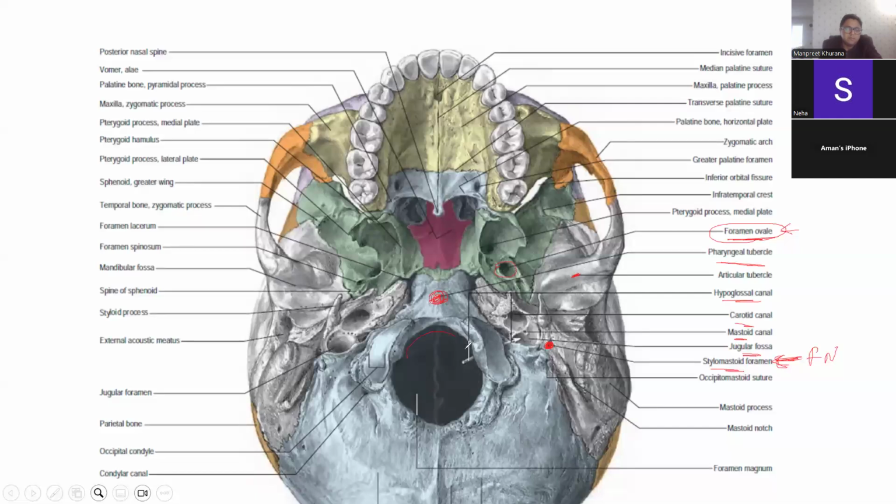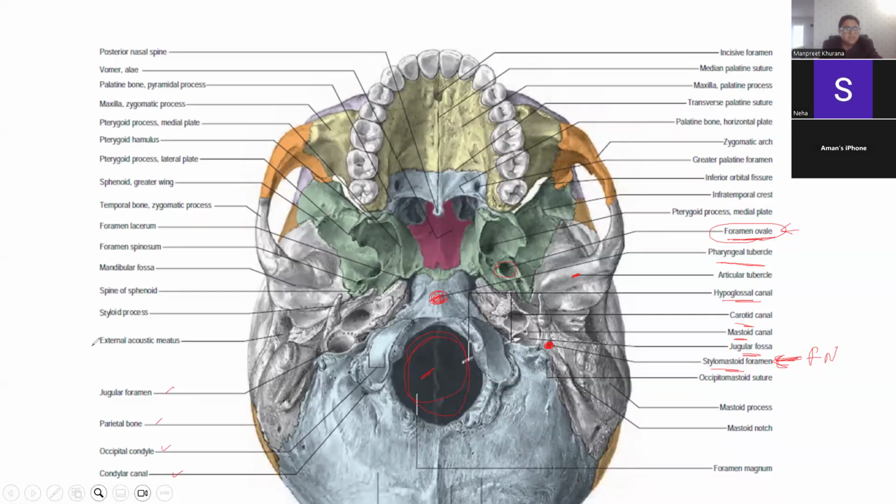Foramen magnum is the biggest foramen. A lot of structures pass through the foramen magnum, like the apical ligament of dens, some other ligaments, some of the cranial nerves, spinal nerves, and vertebral arteries, and they're divided into various sections: anterior, middle, and posterior. We'll learn about them. Next we have the condylar canal, occipital condyle, parietal bone, and jugular foramen. We have already read about it.